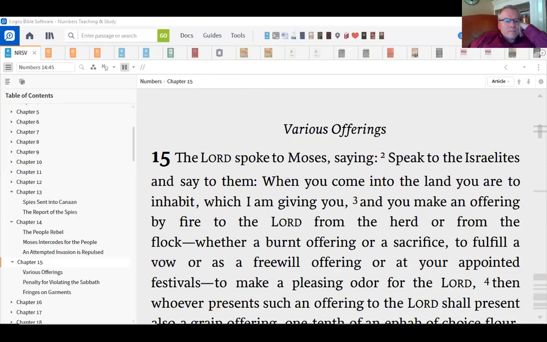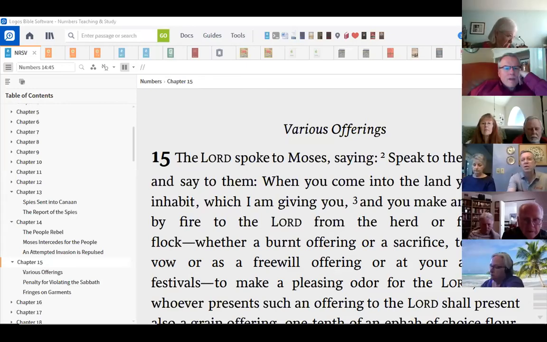Sharing doesn't work, I can post it later. All right, so we are at Numbers 15. I'm going to share my screen now with my logos. Excellent. And let's see if I can.